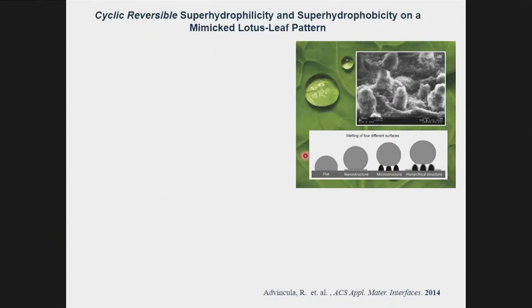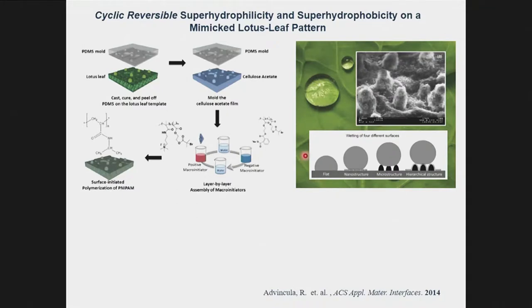So what we did is we copied the lotus leaf using a polydimethylsiloxane mold. So we took this mold from a PDMS impression and then used the mold to stamp a cellulose acetate surface. That is a surface onto which we then grafted macroinitiators for ATRP and then grew polyNIPAM brushes. And you'll see why we did that. We wanted to have a stimuli-responsive wetting behavior as a function of temperature.